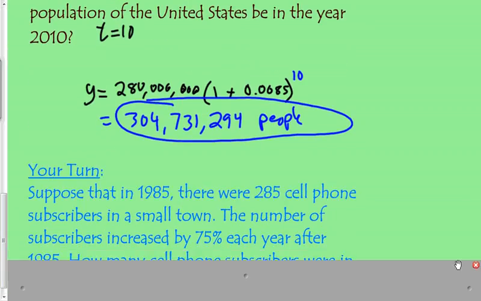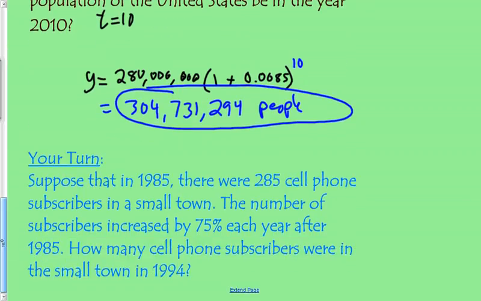But what I'd like you to do is try this on your own now. It says, suppose that in 1985 there were 285 cell phone subscribers. So remember, that's your starting point, in a small town. The number of subscribers increased by 75% each year after 1985. How many cell phone subscribers were there in the small town in 1994? So 9 years later. Why don't you set that up, plug in for the missing parts, and see if you can figure out the number after that exponential growth.